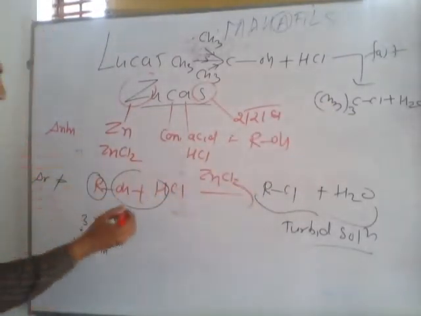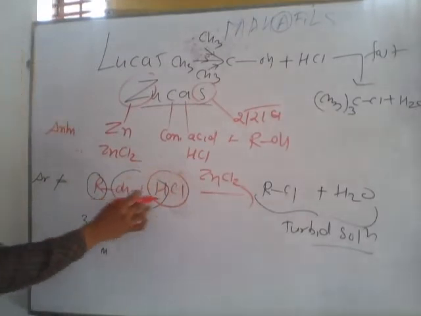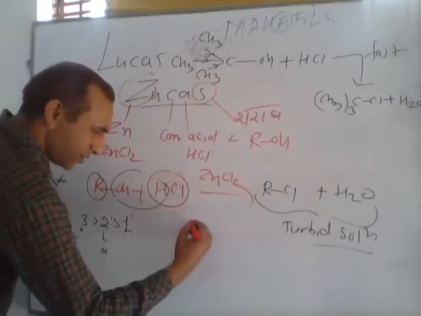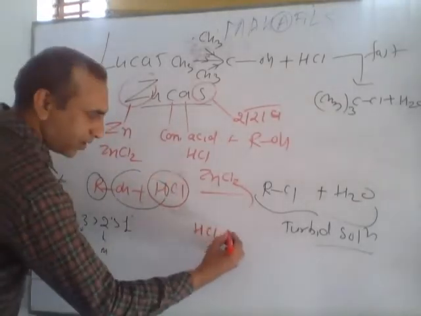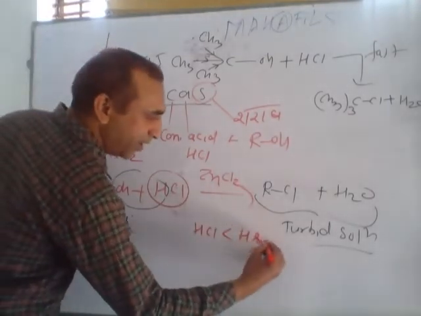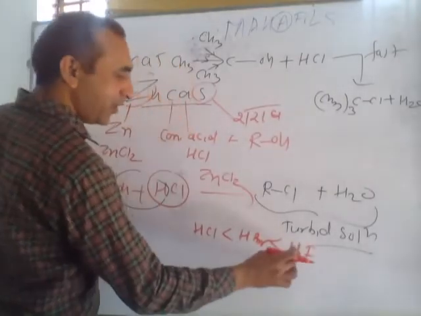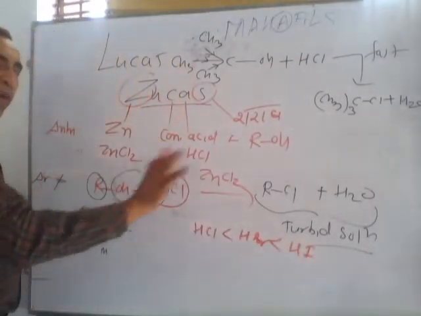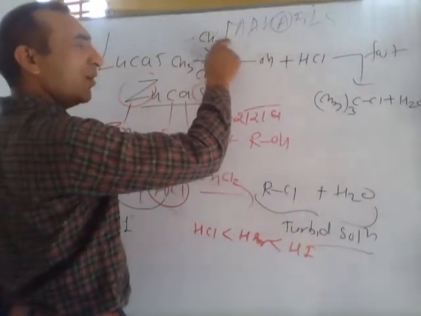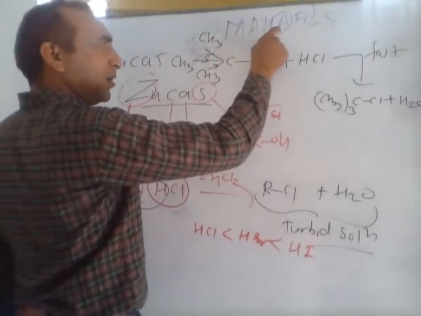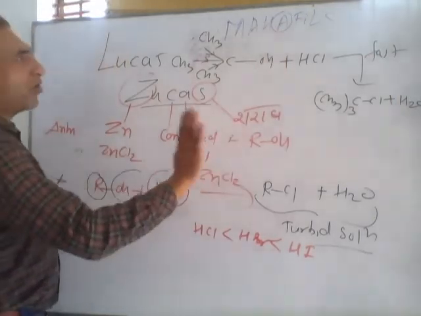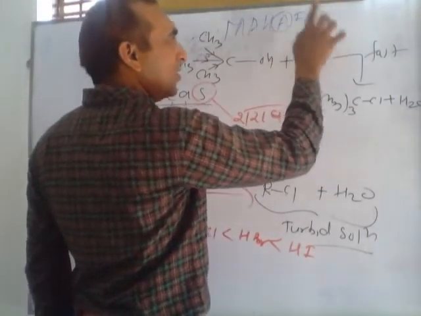Listen, one more thing. The reactivity depends on these two: R should be tertiary, and for HX, the reactivity of HBr is greater than HCl, and HI has higher reactivity still. If we are using HI and tertiary, a very fast reaction will take place. So this is the meaning of Markovnikov, alkanes, Hunsaker. This is alcohol, this is also an alcohol reaction, but this is the separate Lucas reaction. Finkelstein, Lucas, and Swarts reaction.